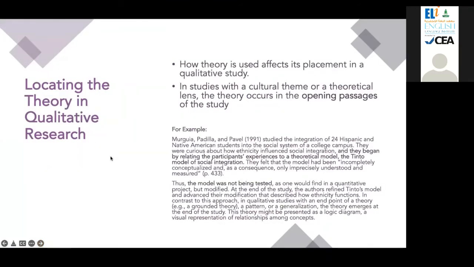Now, when it comes to academic writing and where we locate the theory in qualitative research, usually a theory in qualitative research occurs in the opening passages of the study. This is an example here, as you can see in the parts in bold: first, they began by relating the participants' experiences to a theoretical model, which is the Tinto model of social integration. Thus, the model was not being tested, etc. So you can see here in this example that in qualitative research, usually the theory is presented in the opening passages of the study.